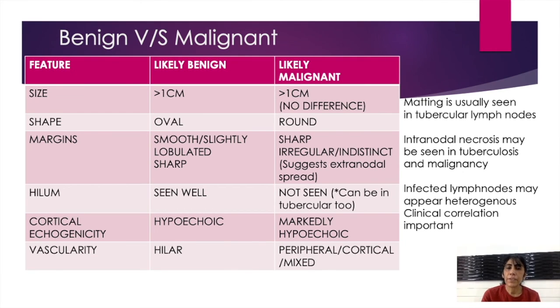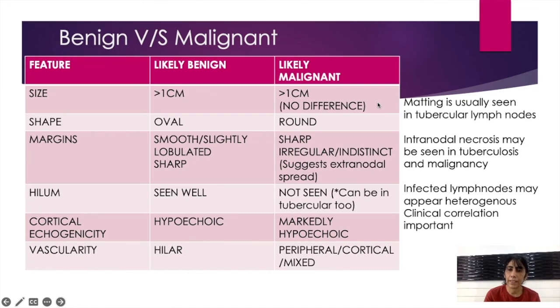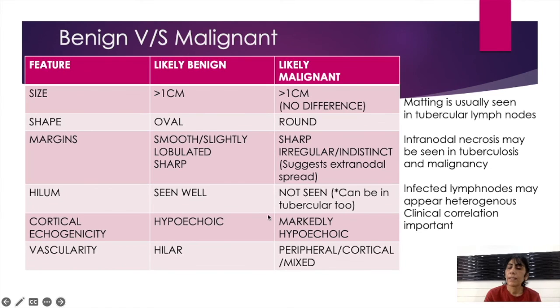But yes, these are the features which may tell likely benign, and these are the features which may tell likely malignant. In addition, keep this in mind, matting may be seen. What do we mean by matting? Matting is that dissolution of walls is there between the lymph nodes, and they look like irregular masses. Like these two lymph nodes, three lymph nodes have all mixed up. Matting is more a feature of tuberculosis than of malignancy. Intranodal necrosis, like cystic areas, may be seen in the lymph nodes. Heterogeneous appearance of the lymph nodes may be seen both in tuberculosis or infected lymph nodes, or even in malignancy. And this I've already told you, and clinical correlation is important, right?